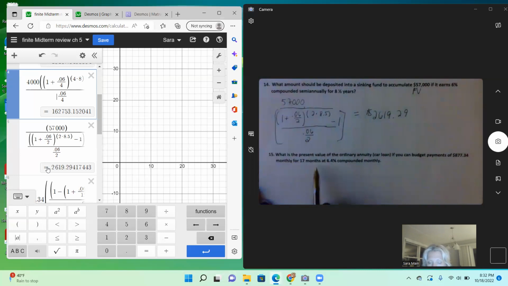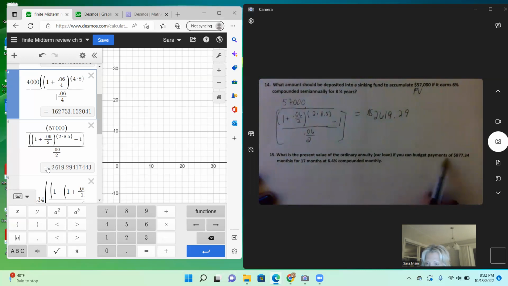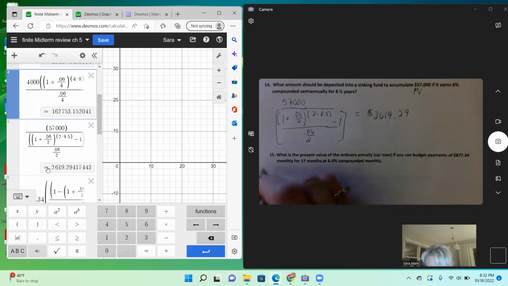15 says, what is the present value of the ordinary annuity car loan? So like a car loan, if you can budget payments of $877.34 monthly for 17 months at 6.4% compounding monthly. So 17 months is only a year and 5 months. So we have to remember that. It's not very long. You want to have that paid off by. So that's why you're willing to make more expensive payments, maybe.